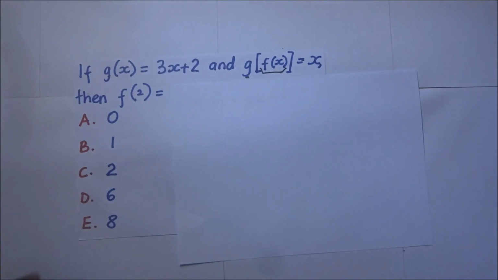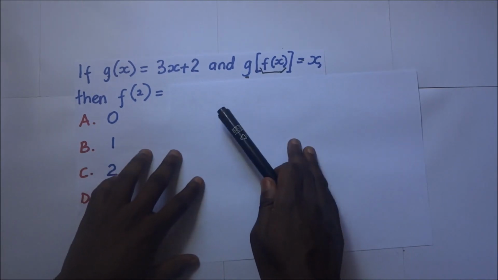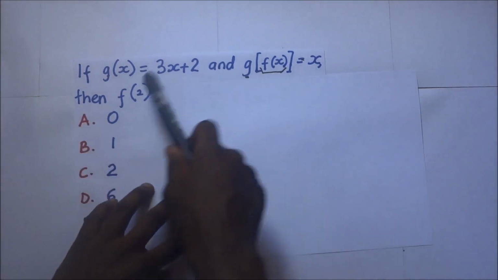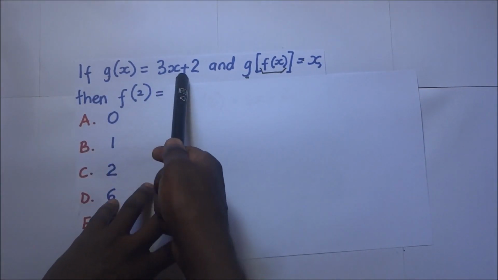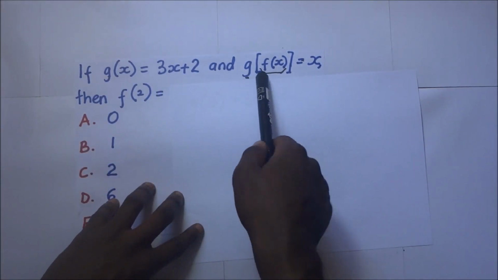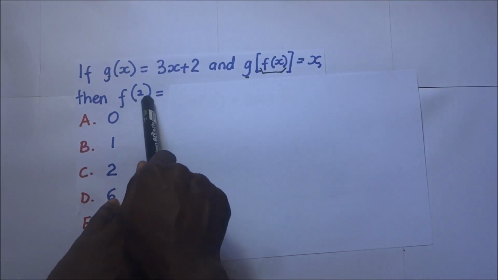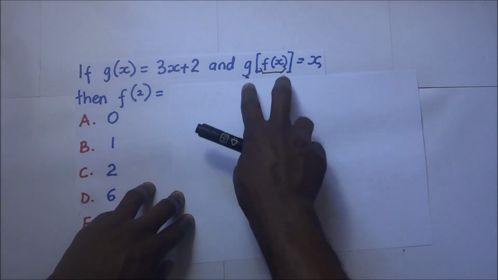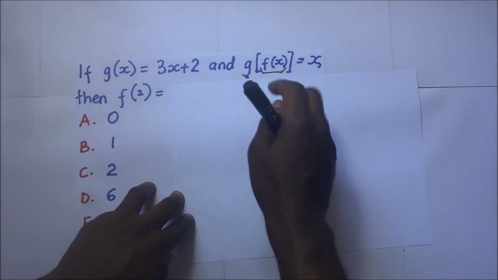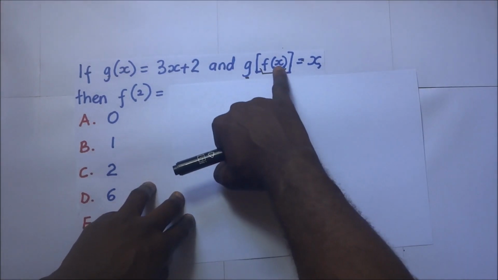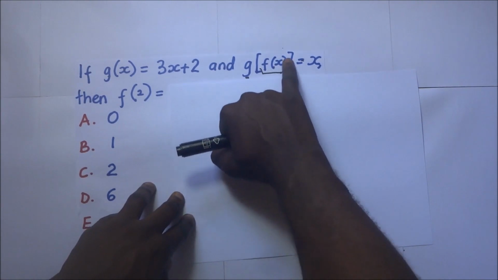So we're having this question that looks related to question number 3, the one we had done a while back. It's telling us that if g of x is giving us 3x plus 2, and g of f of x is giving us x, then find f of 2. So we realize that this is a composite function where any value of x that is put here is going to be equal to x.